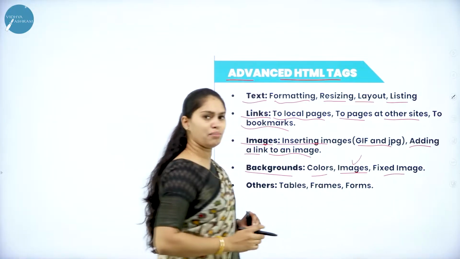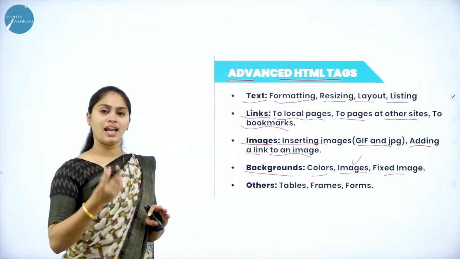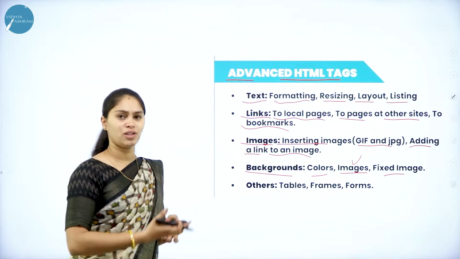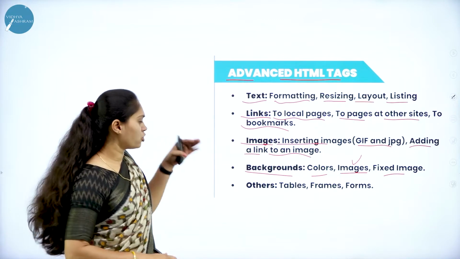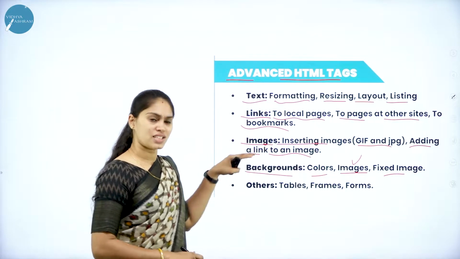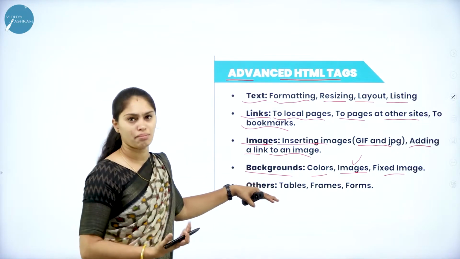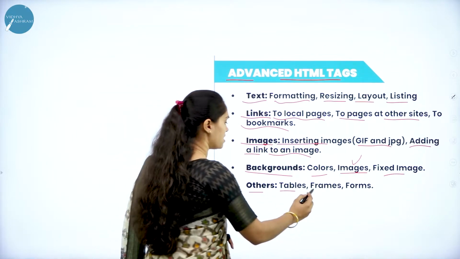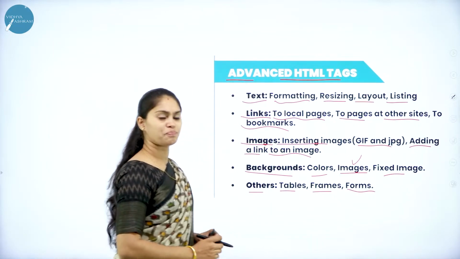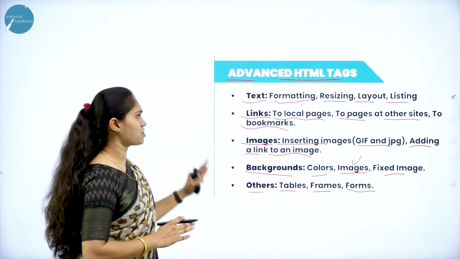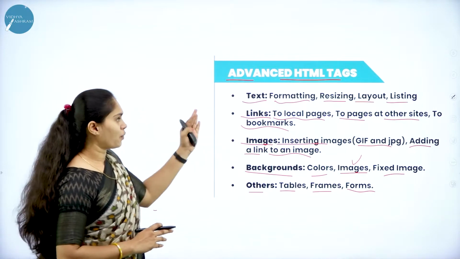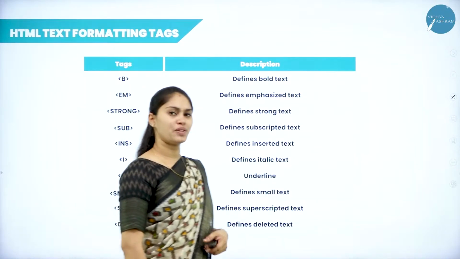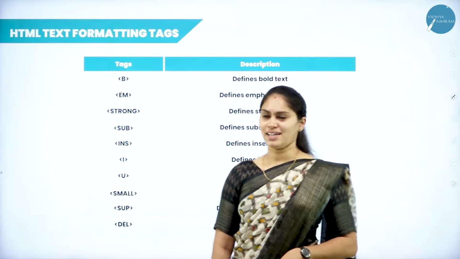So this image can be dynamic, for example, your live wallpaper. And also I can use some of the images which are going to be changed randomly. Those kinds of things are possible with the help of this advanced tag called backgrounds. And also we have other tags that include tables, frames, and even forms. So these are the things which will be considered as advanced HTML tags. So we'll see the first one, that is with respect to text formatting tags.